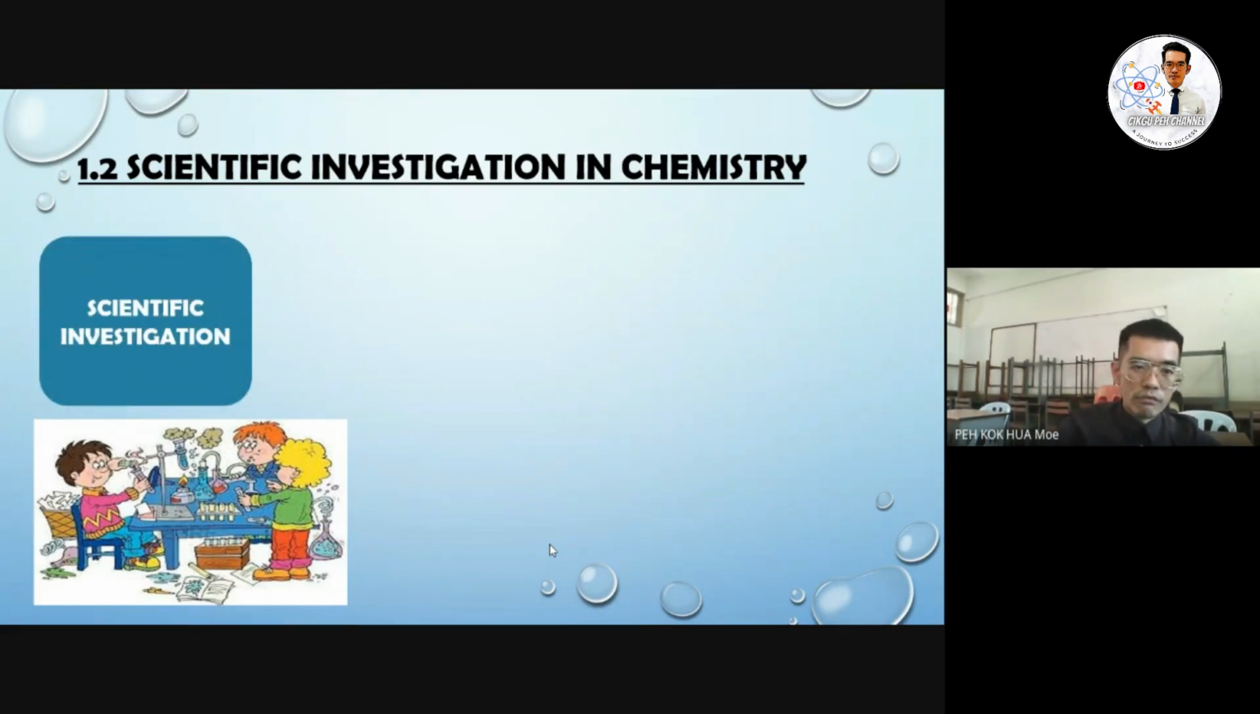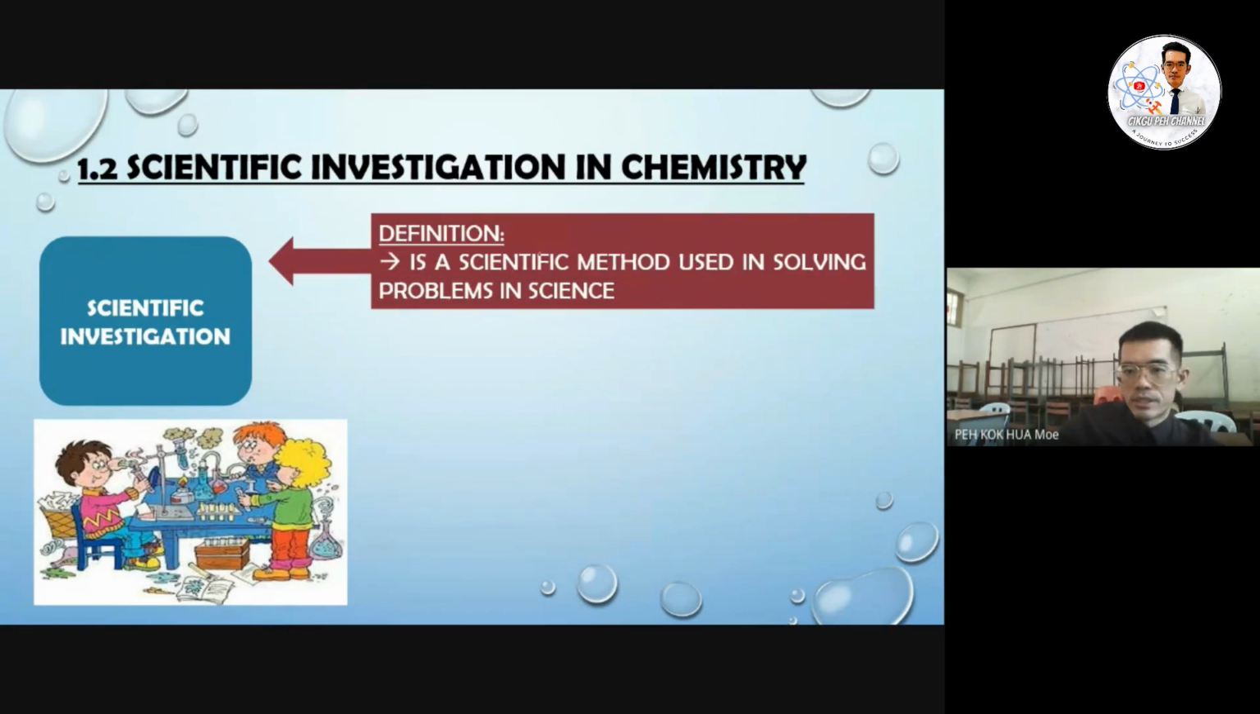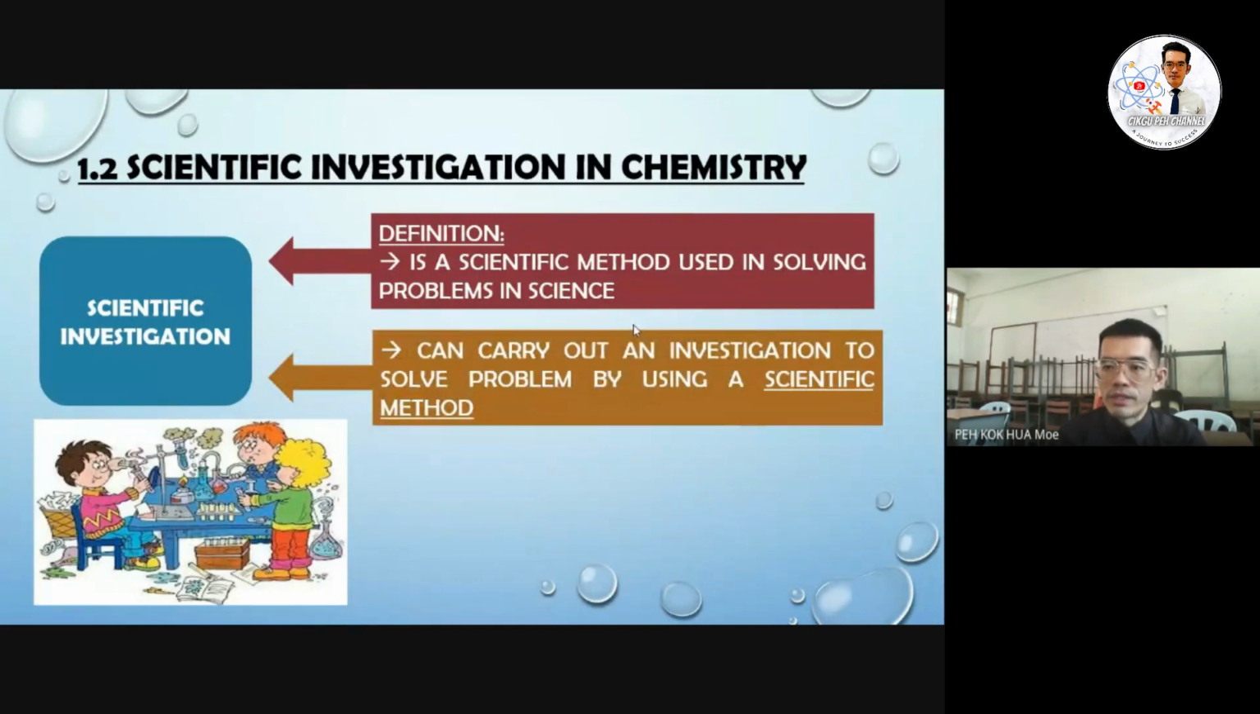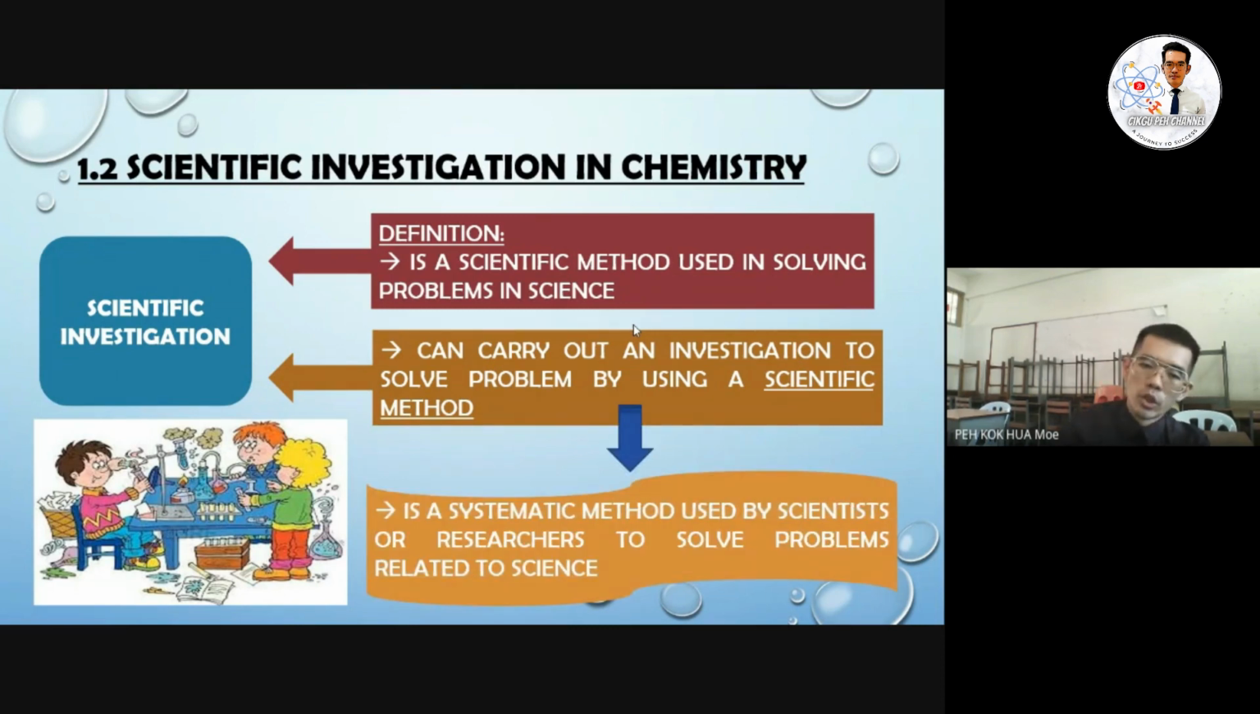Scientific investigation is defined as the scientific method used in solving problems in science. This is also valid for biology and physics. You can carry out an investigation to solve problems by using the scientific method. So what is a scientific method? It is a systematic method used by scientists and researchers to solve problems related to science. This is the definition of the scientific method.